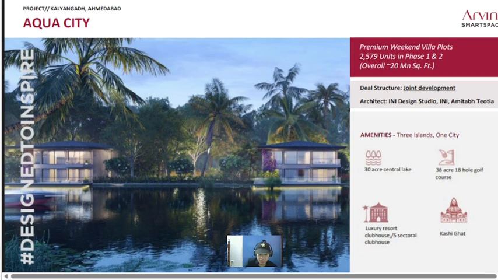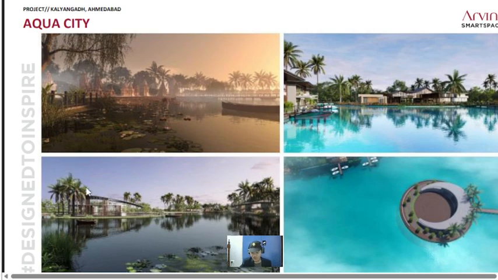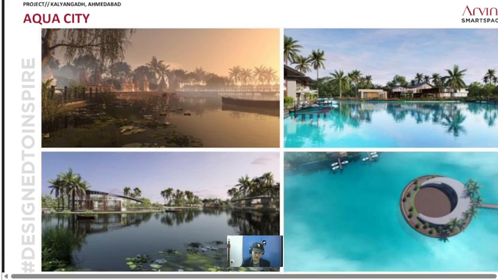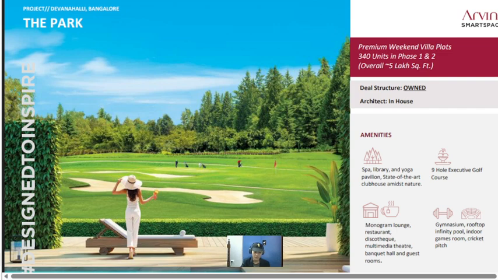Very green. And Aqua City. Now this is interesting. Again, these are all villas. Aqua City also includes villas, but a lot of water towards Aqua City. And of course, a park. We should all touch grass. So these are some of its properties.